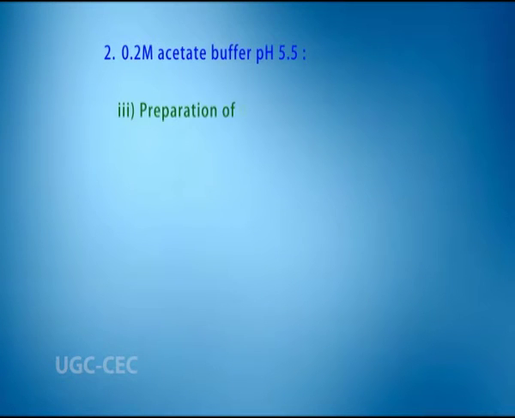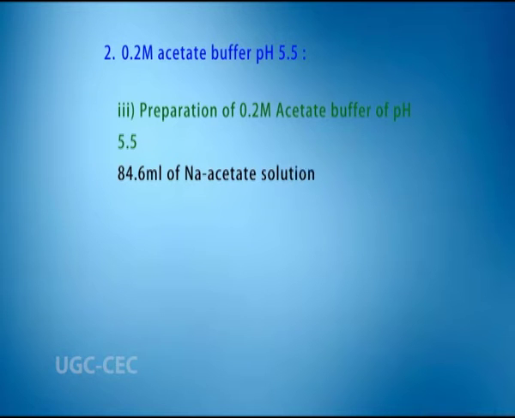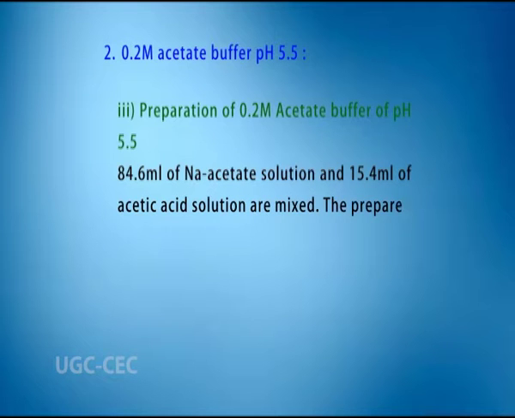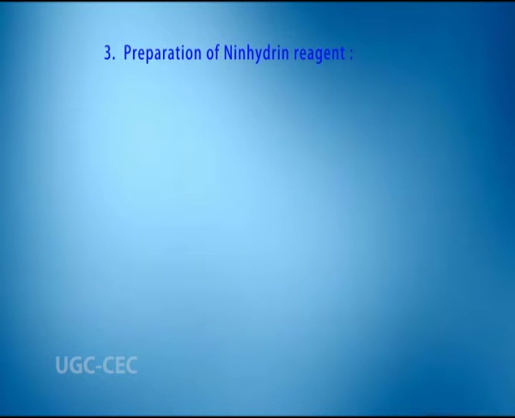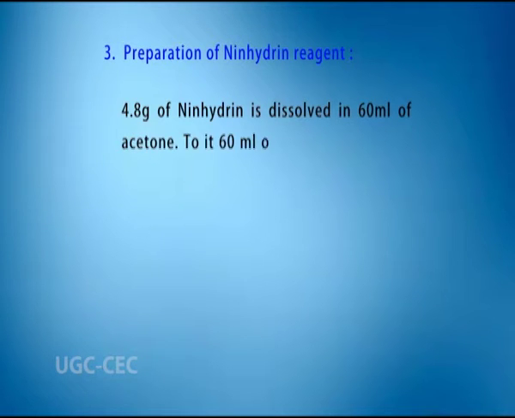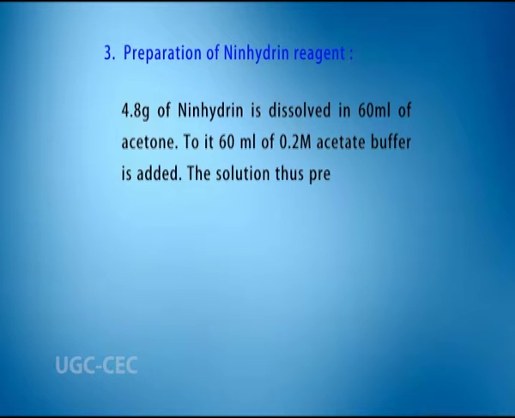Next, preparation of 0.2 molar acetate buffer of pH 5.5. 84.6 ml of sodium acetate solution and 15.4 ml of acetic acid solution are mixed. The prepared solution is 0.2 molar acetate buffer of pH 5.5. Next, preparation of ninhydrin reagent. 4.8 gram of ninhydrin is dissolved in 60 ml of acetone. To it, 60 ml of 0.2 molar acetate buffer is added. The solution thus prepared is the ninhydrin reagent.